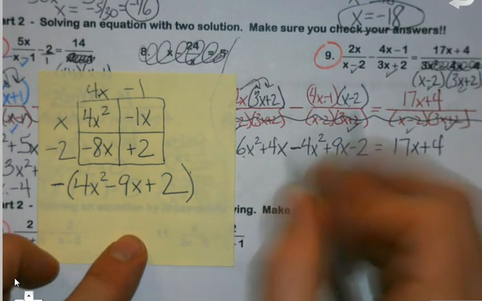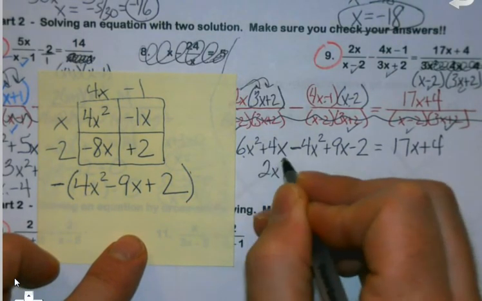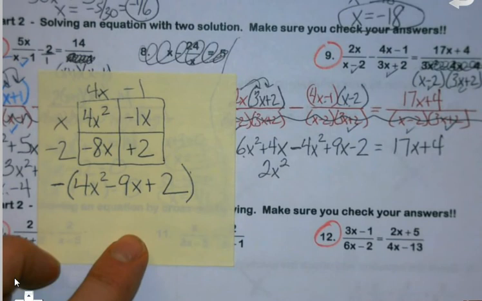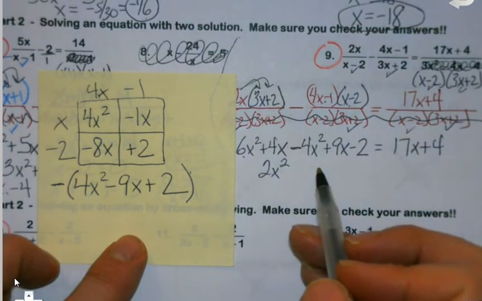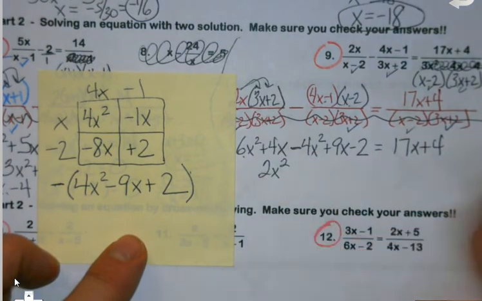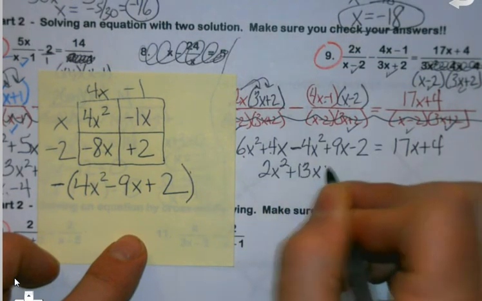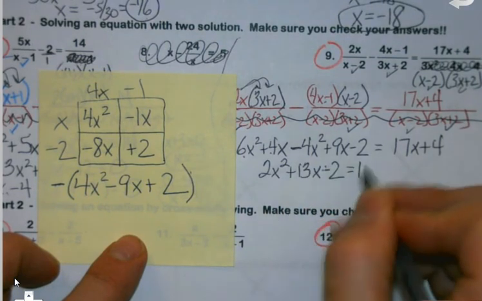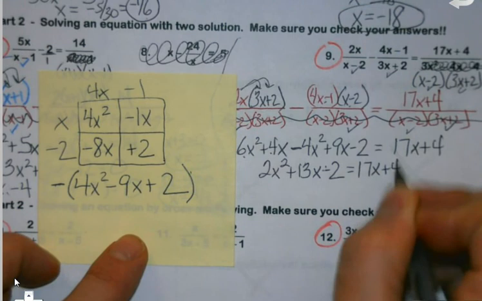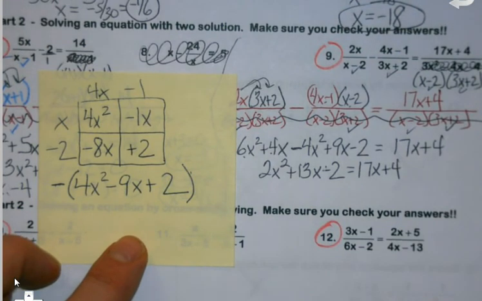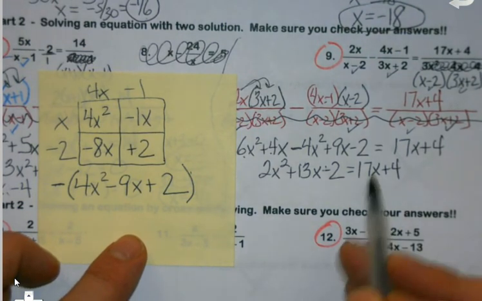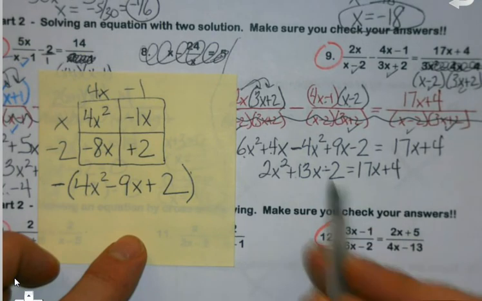So 6 minus 4 is 2. Am I gutsy enough to do this? No, I'm not. 4 and 9 is 13x. Okay, minus 2. And I'll actually move it all together here on this next step. Me and skipping steps usually don't end up working out well for me. Subtract over the 17x, subtract over the 4.